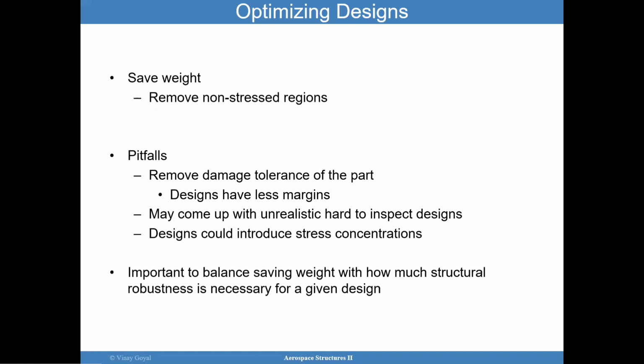And your designs could introduce stress concentration. So it's very important that when you optimize the design, you consider everything together. You're very careful about what you're doing, and that you don't blindly just make the part and pretend it's going to work. It's important to balance saving weight with how much structural robustness you need for a given design. And now that you have 3D printing, you can design parts that may not have been possible before because you can manufacture them now.